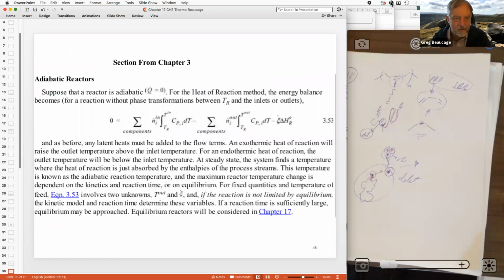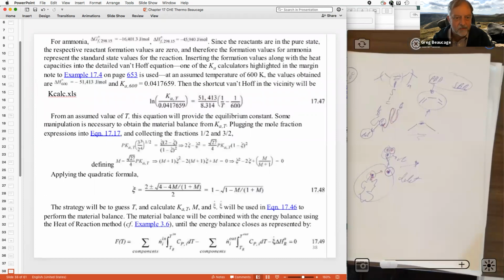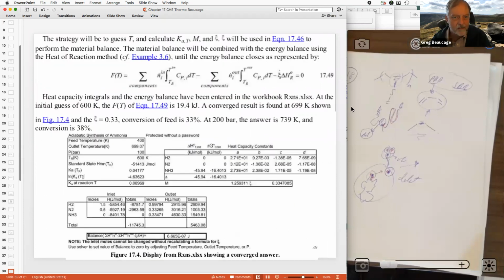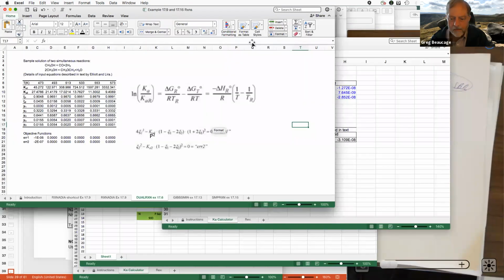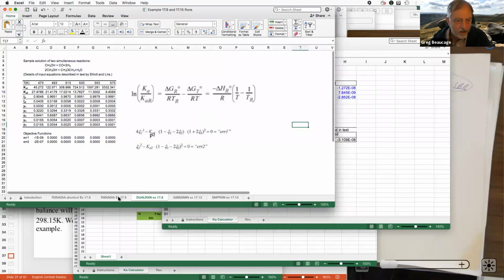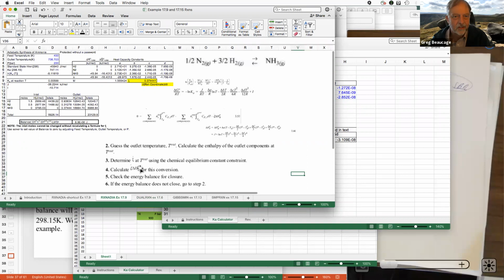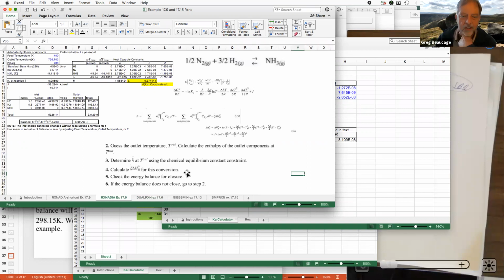So this is worked out in this Excel sheet for the reactions. This whole thing's kind of worked out in what's this called, reactions XLS. So this is, let's see, 17.9 does this thing. So it's the adiabatic reaction. That's the steps, and this is kind of the spreadsheet that does this thing.